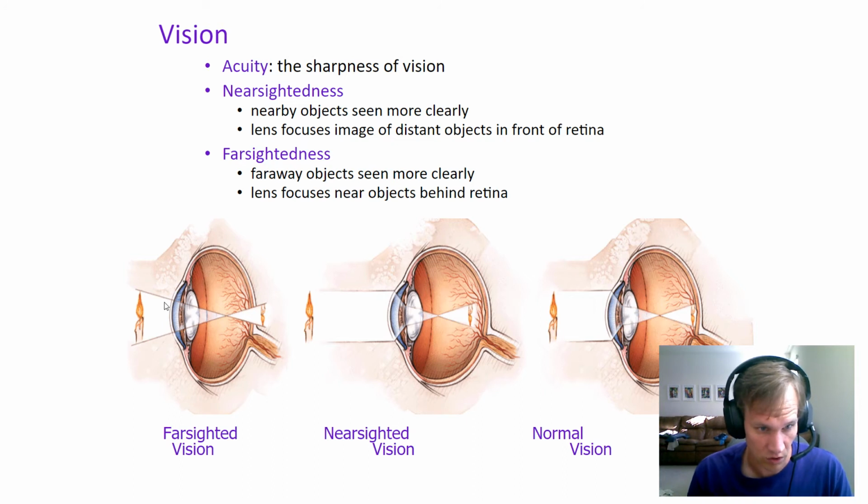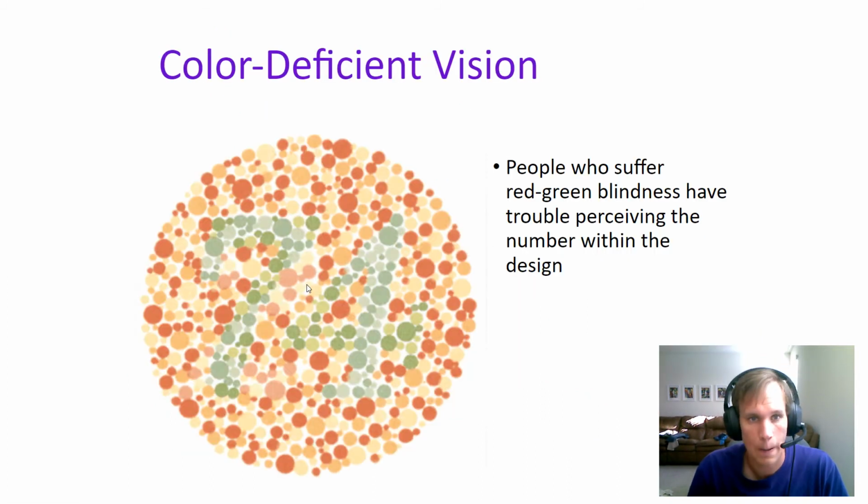It just changes where your lens is focusing that visual data on your retina, which can change your ability to see. And obviously, we have glasses and other things to compensate for that nowadays. Some people suffer from color blindness, and there are a bunch of different types.